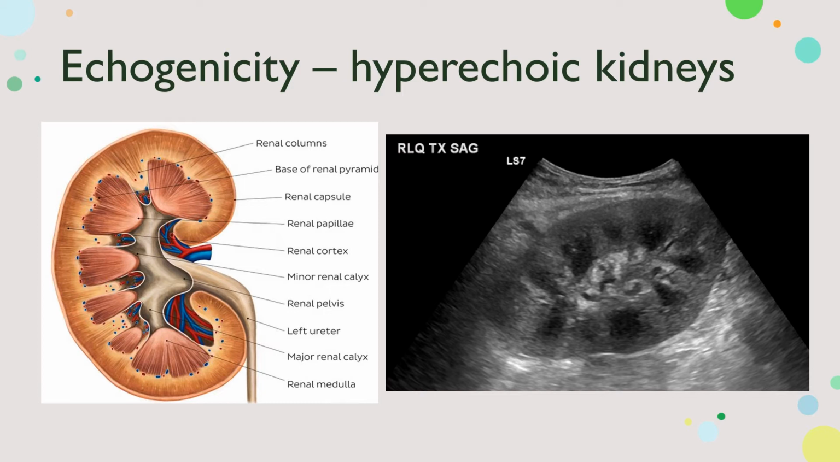So I've got your reference image there on the left, so you can see that the pyramids look very dark on the ultrasound image. So the cortex is more hyperechoic. You can see the columns coming down in between the pyramids, and there's a striking difference between the cortex echogenicity and the pyramids. This is hyperechoic. Usually the difference is not that noticeable between the cortex and the pyramids.